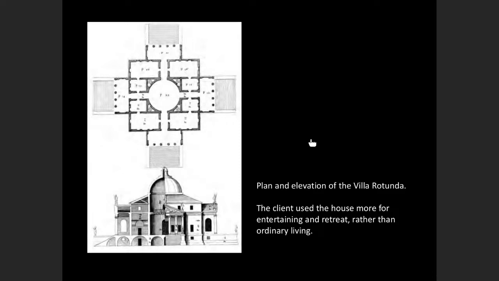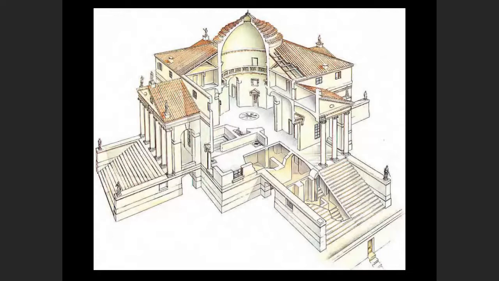There's some bedrooms up on the second floor for overnight guests and so forth, and some servant and kitchen spaces down in the basement. But for the most part, this is really meant to be an entertaining house, not the place where they lived 24/7. Here is a cutaway section to give you a little sense of it.